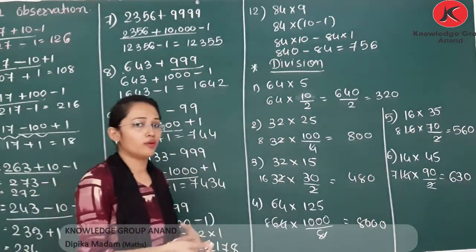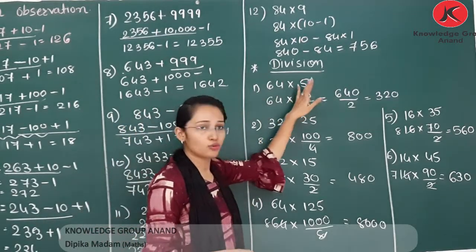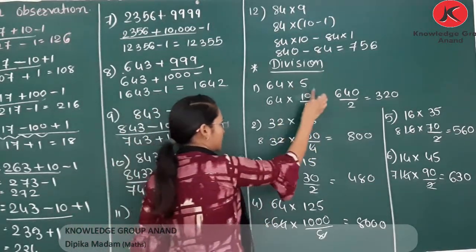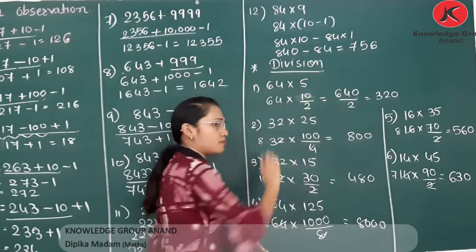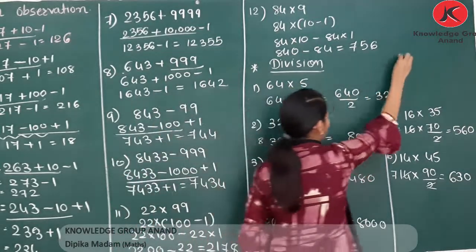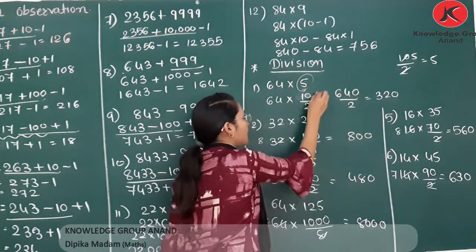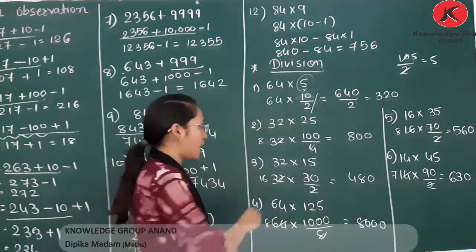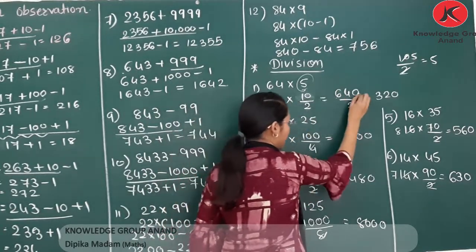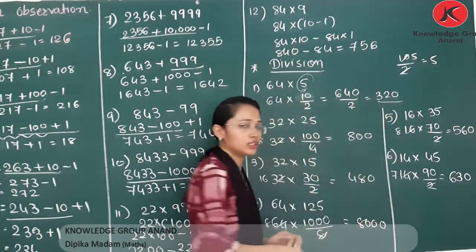For some numbers, you have to apply different multiplication. So, the first example is 64 multiply 5. So, how can you find the multiplication in an easy way? 5 can be written as 10 by 2. 10 by 2 is what? 5. If you perform this, you will get 5. So instead of 5, you can write 10 by 2. Now 64 multiplied by 10 is 640. Divide by 2. If you divide this, you will get 320.